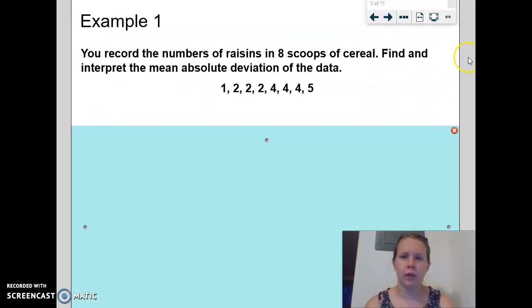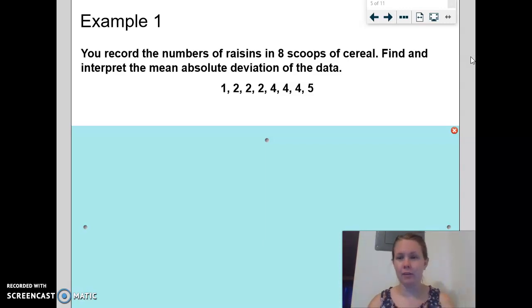All right, so here is our first example. It says you record the number of raisins in 8 scoops of cereal. Find and interpret the mean absolute deviation of the data. So maybe you want to do an experiment and see how many raisins you get every time you do 8 scoops of cereal. Maybe you're eating something like Raisin Bran.